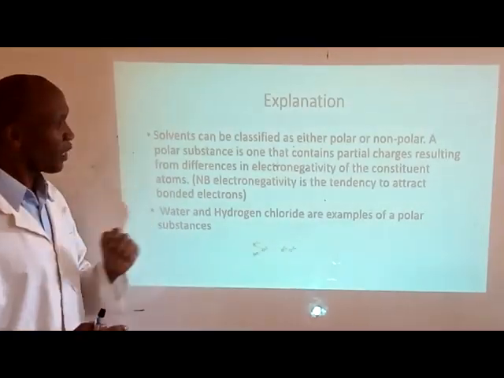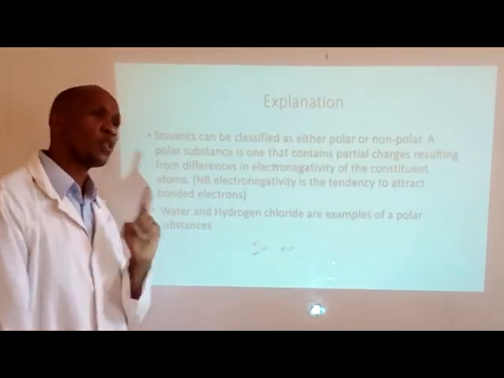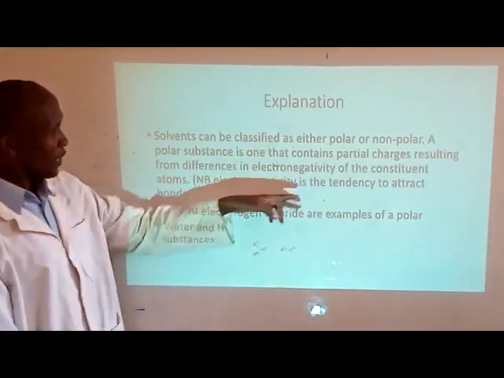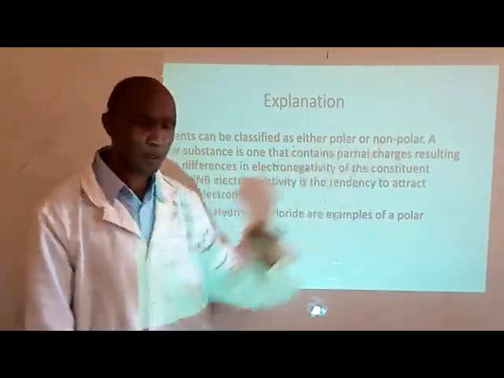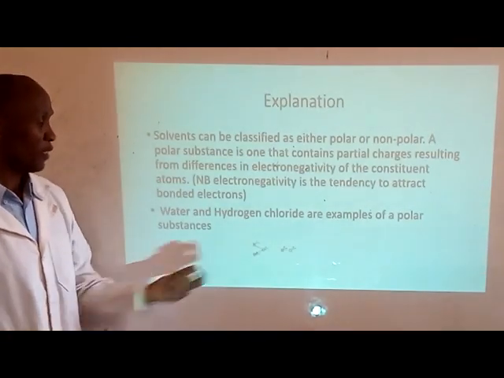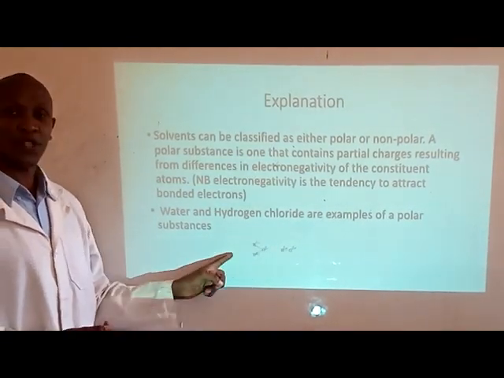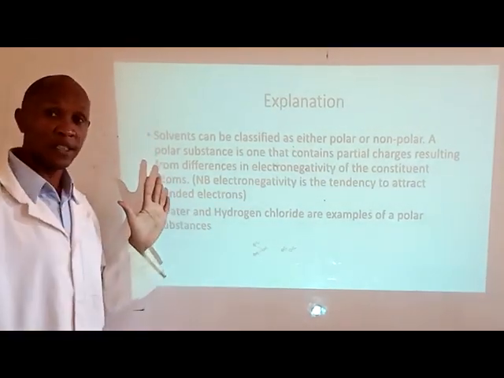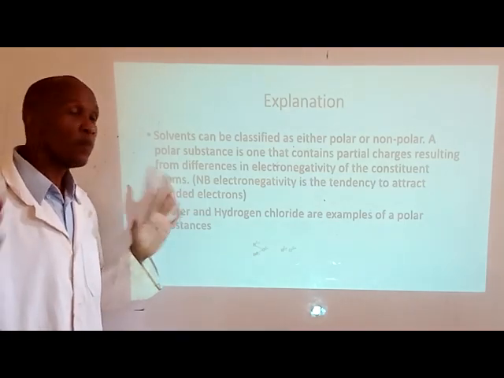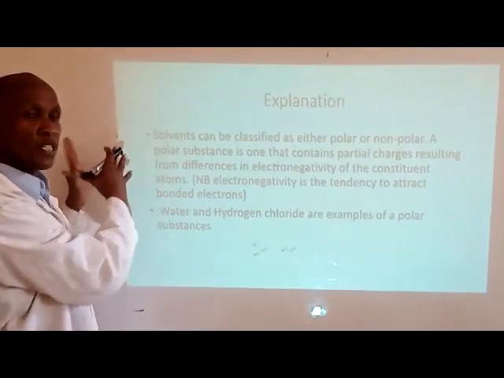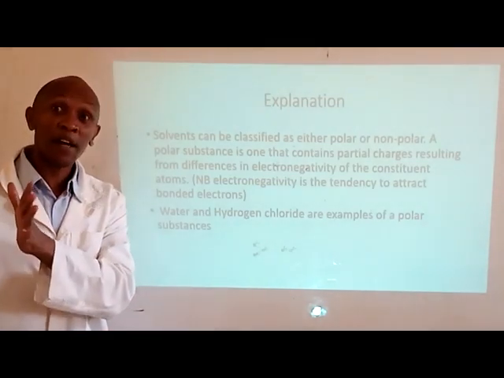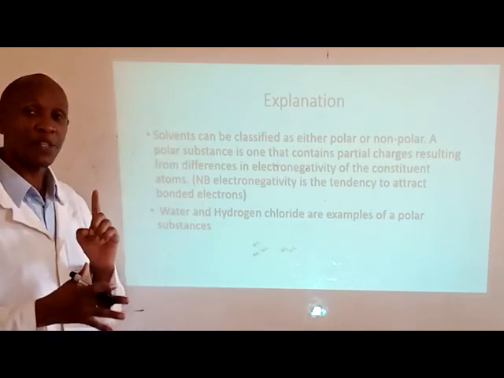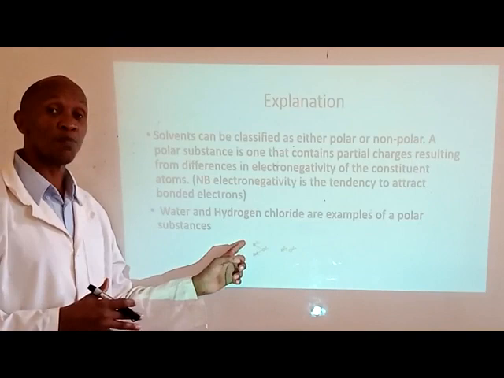Now we seek to explain why the solution in water contains mobile ions, and this is what we need to note, that we can classify solvents as either polar or non-polar. What is a polar solvent? A polar solvent is one that contains partial charges. So it is something that is in between ionic and covalent, because an ionic substance must have complete charges. A covalent substance must have no charges at all. Then you have some substances in between that have partial charges. We refer to them as polar substances.